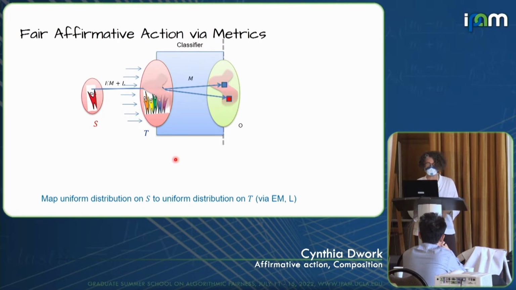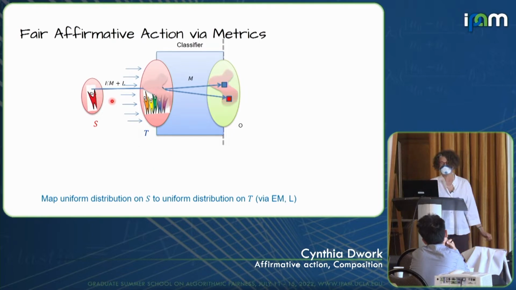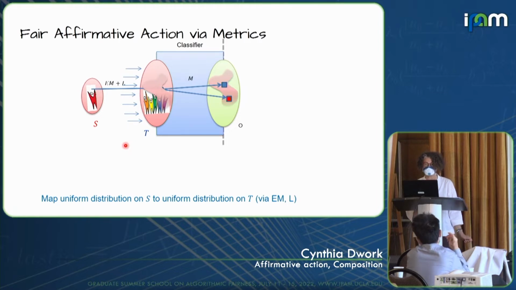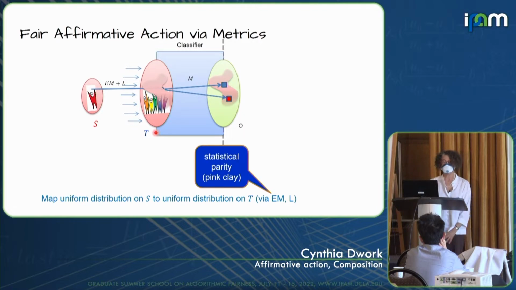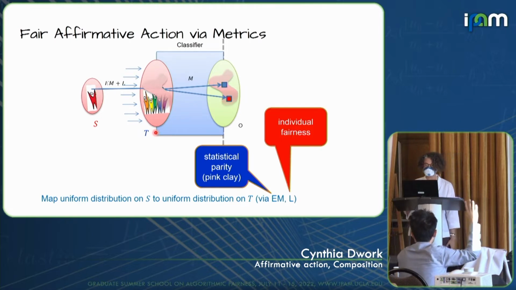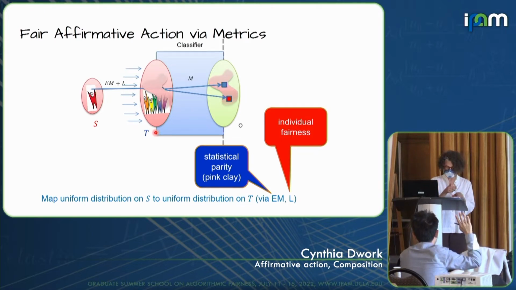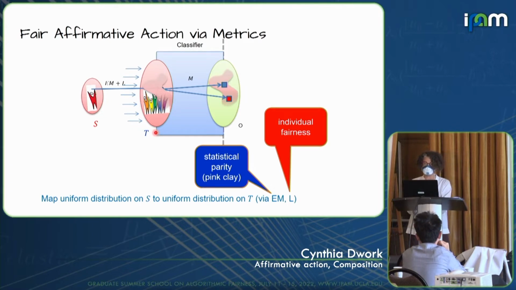So the idea is, again, we're going to map uniform distribution on S to the uniform distribution on T via the earth mover LP, while also satisfying the Lipschitz conditions. And then we classify T as we would have. So again, we'll have now statistical parity. That's the pink clay argument with the earth mover. And we have individual fairness within S, and we have individual fairness within T, but we no longer have individual fairness between members of S and members of T. And we're going to discuss that, but there's a question.